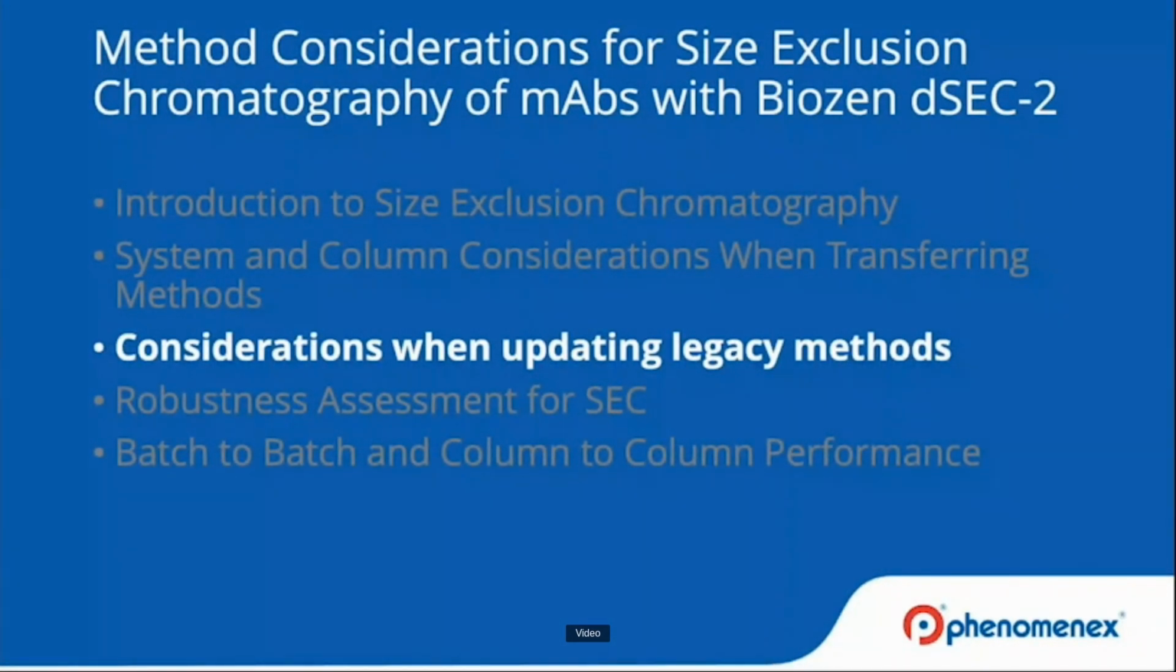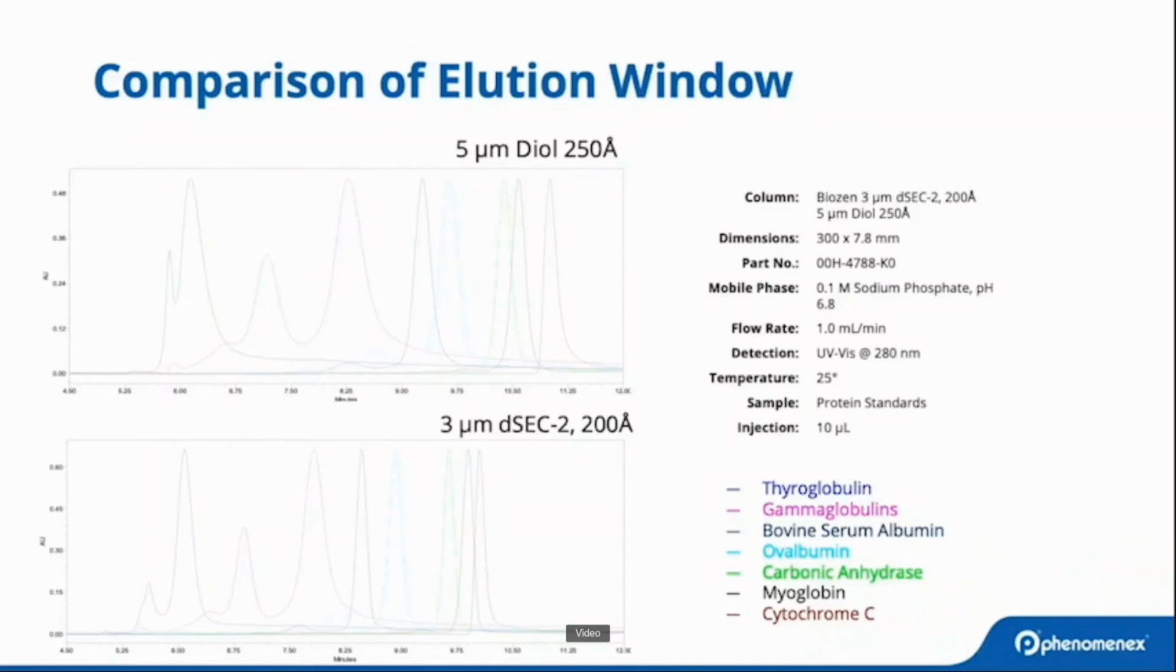So moving on to optimizing legacy methods and some of the things that you might need to look at there. So if we look at updating a method from a legacy platform, many methods were built out using the standard 5 micron 300 by 7.8 format column, and there's a good reason that this was used. So the original silica-based particles and chemistries were the most hydrophilic, and that allowed for relatively high amounts of phosphate and co-solvent to be run without any fear of adsorption to the stationary phase.